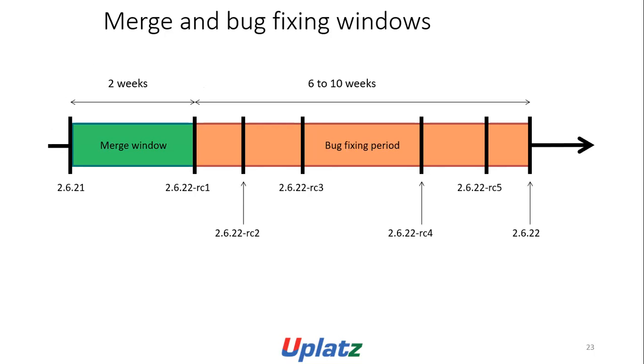Example: a 2 weeks merge window from 2.6.21 to 2.6.22-rc1. Then 6 to 10 weeks of bug fixing period, with 2.6.22-rc2, 2.6.22-rc3, 2.6.22-rc4, 2.6.22-rc5, and finally 2.6.22.